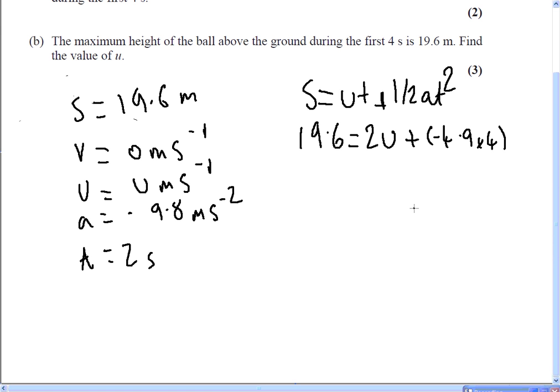And what we get is that, if we add 4.9 times 4 to both sides of the equation, we get that 39.2 is going to equal 2u, and that's because 4.9 times 4 is 19.6, and then we take that to the other side. 19.6 plus 19.6 is going to be 39.2, and then obviously divide both sides by 2, and we get that u is 19.6. And we don't leave it with a unit because it's asking us for the value.